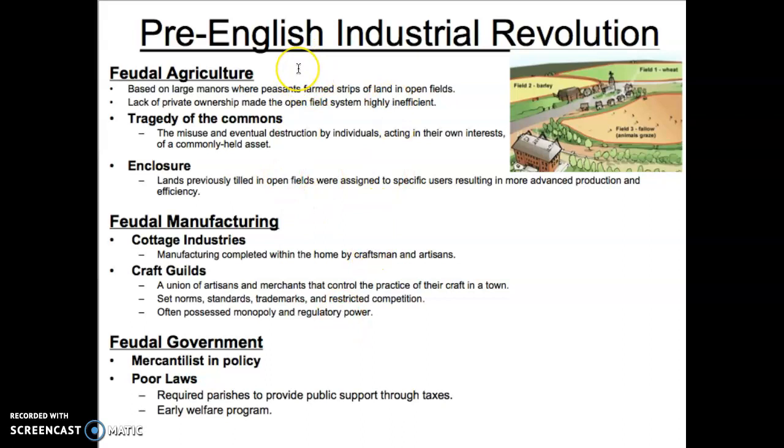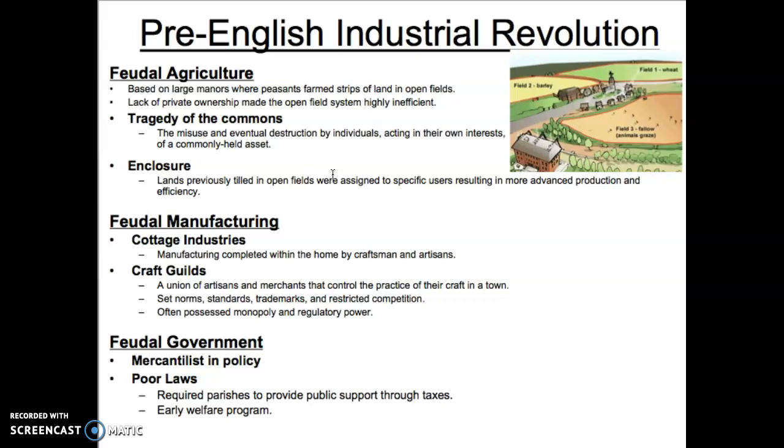So let's talk about feudal agriculture. Agriculture back then was done on large plots of land where there was really no private property rights. This is a highly inefficient system because you get what's known as a tragedy of the commons. Tragedy of the commons is when people don't own property, they see all the benefits of taking stuff from that property, but they don't see the costs. It's like the costs are transferred to society as a whole.